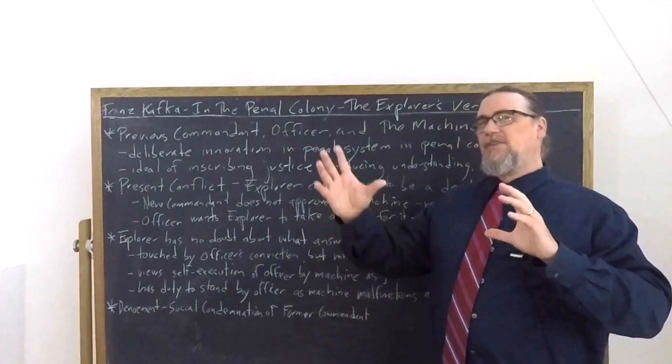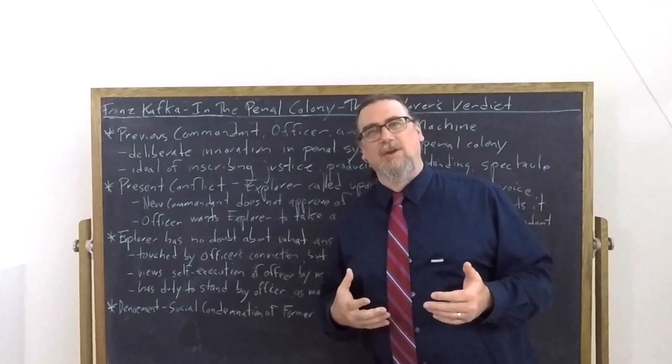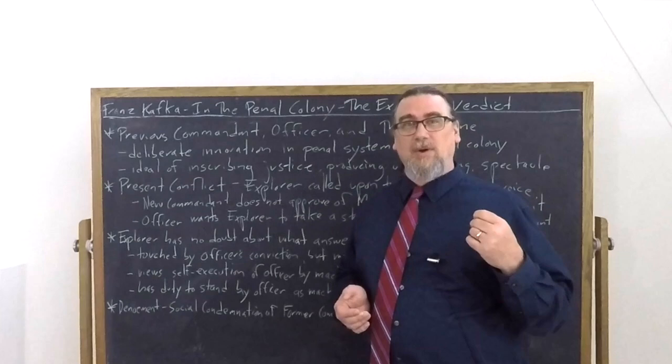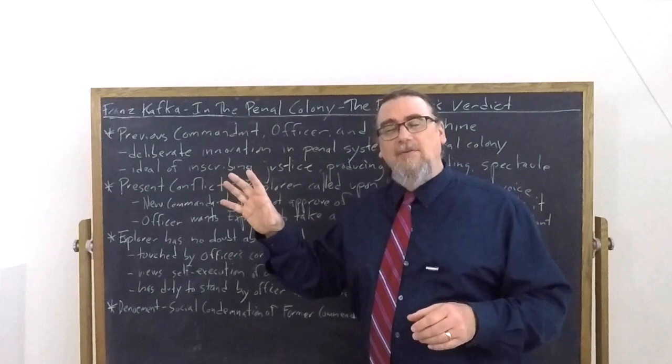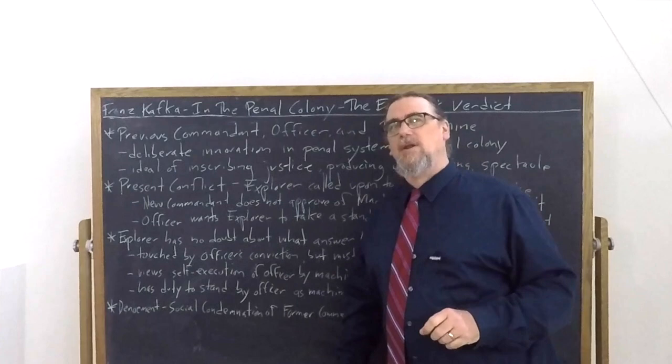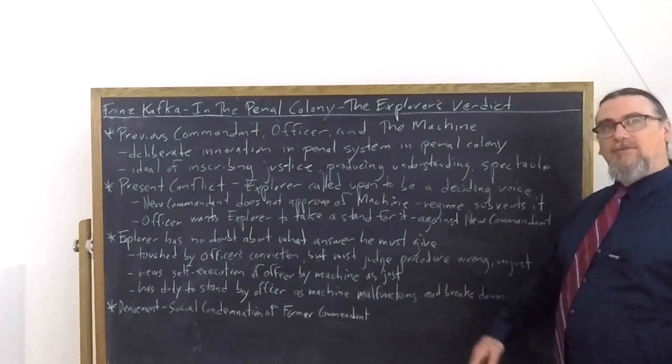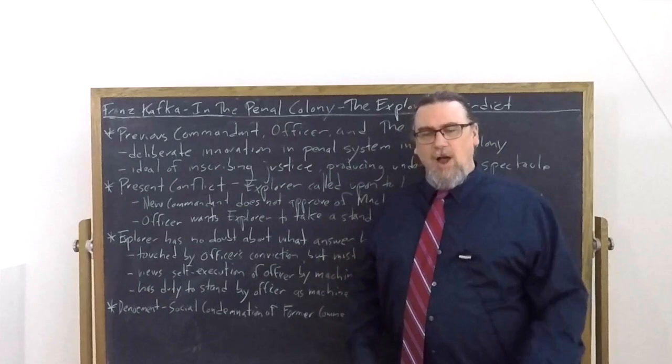It seems like the new commandant is winning, and so the new commandant, according to the officer, is bringing in the explorer to be the deciding voice. The explorer is going to, even with an offhand remark like, well, we don't do torture where I come from, or where I come from, we actually let people have a trial. That can be used. Any offhand remark can be employed as a tool to end this tradition. But the new commandant, who doesn't approve of this machine, has found all sorts of other ways of subverting this regime. A couple examples of this.